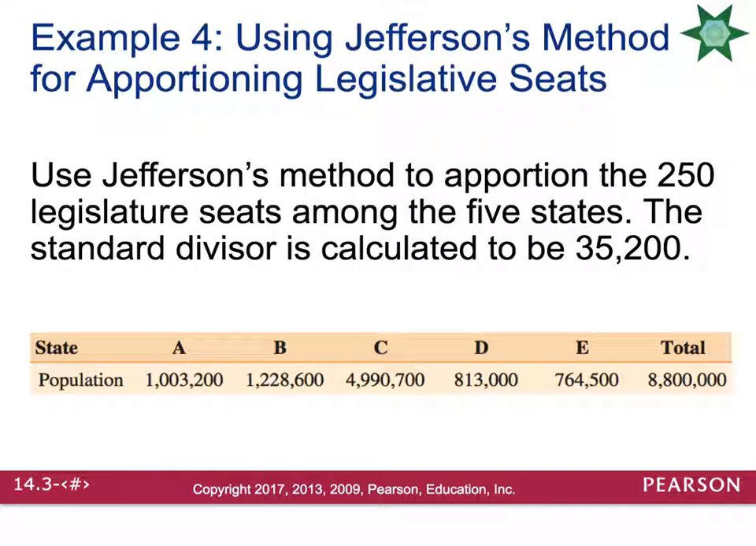That 35,200 came from taking the population, 8,800,000, and dividing it by the number that needs to be apportioned, which is 250. So if you're wondering where that number came from, that's where it's from. If you were doing this with the Hamilton method, which we just did, you would take each of those populations and divide it by the standard divisor. We're going to do Jefferson's method, though.